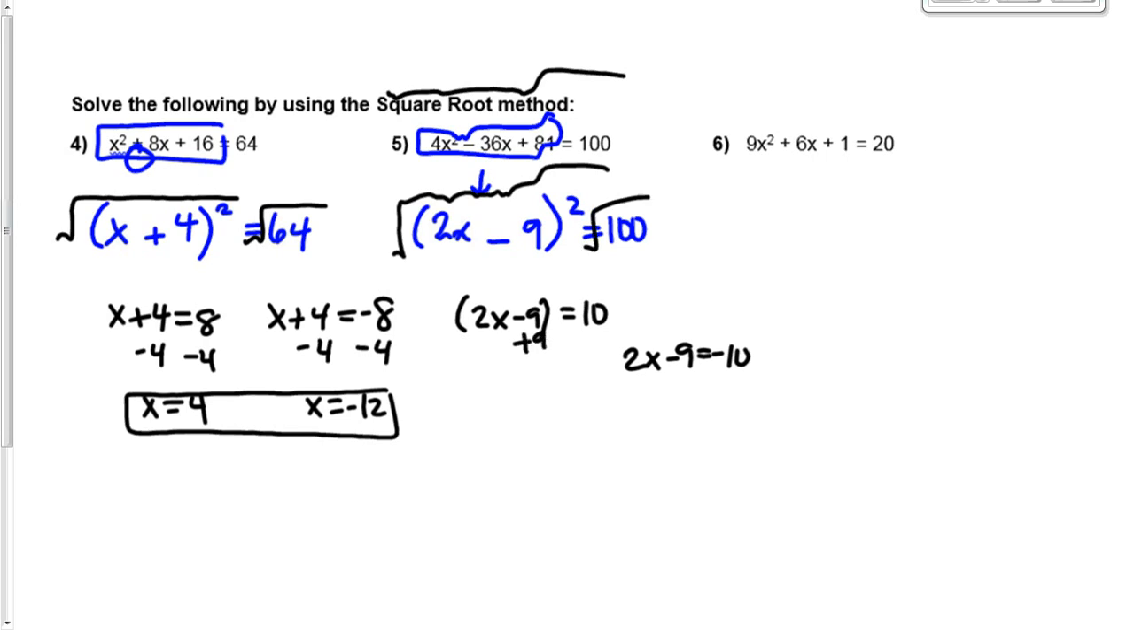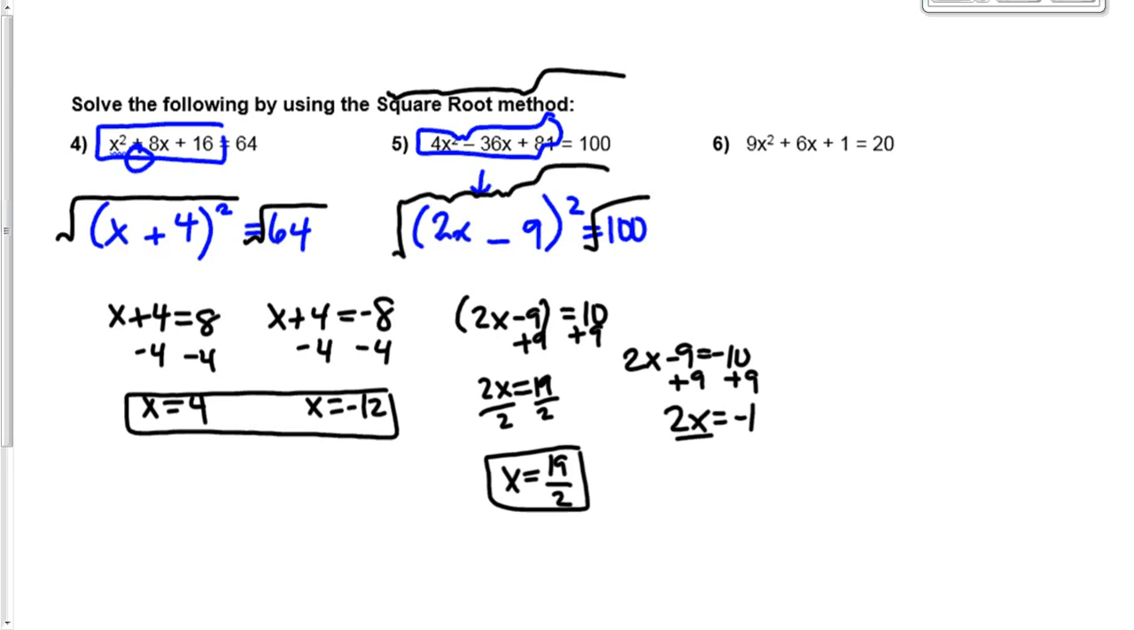So that leaves me with 2x minus 9 equals 10, and 2x minus 9 equals negative 10, because I'm taking the square root of both sides. So I'm going to add 9. So I get 2x equals 19 divided by 2. X equals 19 halves. Over here, 2x equals negative 1 divided by 2. So x equals negative 1 half.